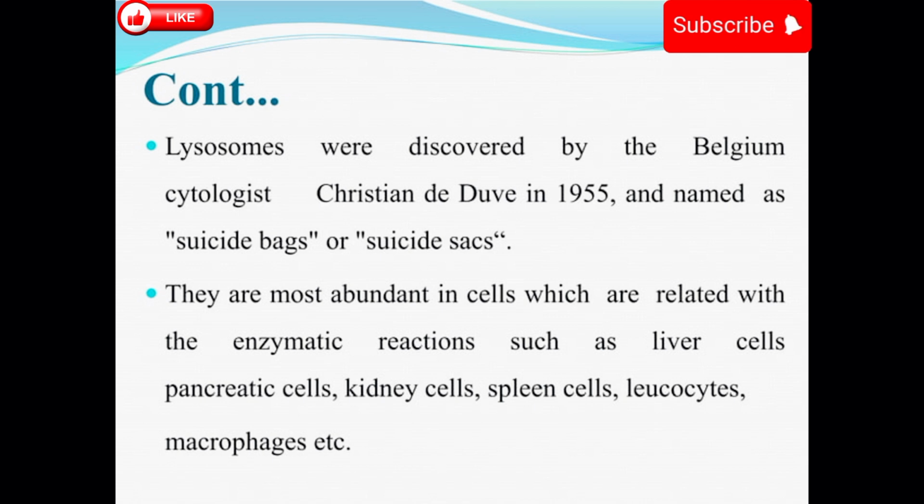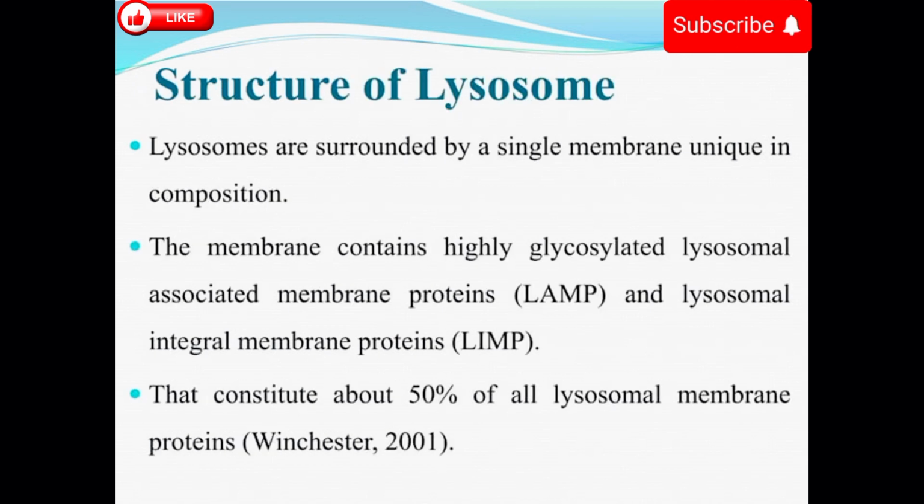They are most abundant in cells related to enzymatic reactions, such as liver cells, pancreatic cells, kidney cells, spleen cells, leukocytes, macrophages, and neutrophils. Lysosomes are surrounded by a single membrane, unique in composition. The membrane contains highly glycosylated lysosomal associated membrane protein, simply called LAMP, and lysosomal integral membrane protein, which constitute about 50% of all lysosomal membrane protein.